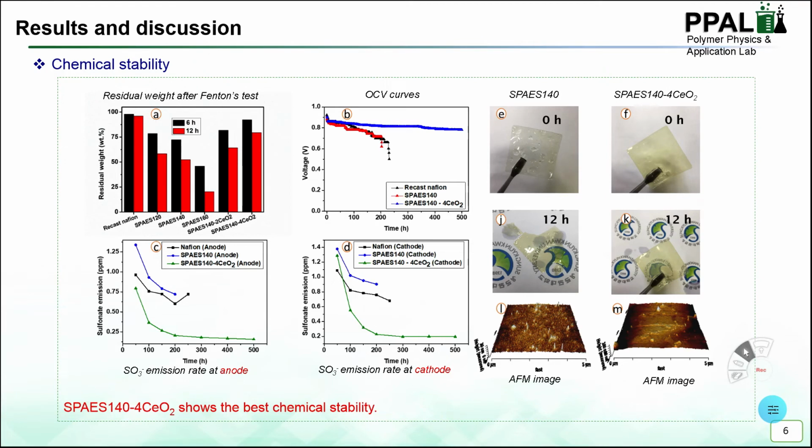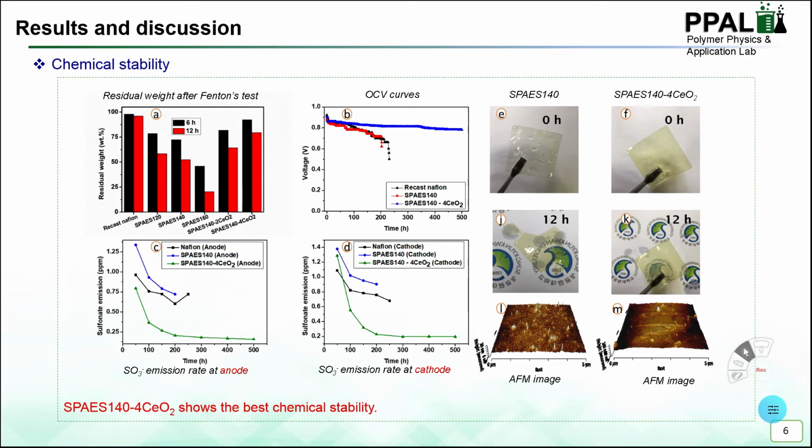We can see the sulfonic emission rate of the layer by layer membrane is significantly lower than that of the SBAES 140 membrane, and this result demonstrates that a part of the radicals generated at the electrolyte was scavenged by the cerium oxide in both surface layers of the membranes. Another result is the SEM image and the AFM image of the SBAES 140 and the layer by layer membrane containing 4% of the cerium oxide nanoparticle.